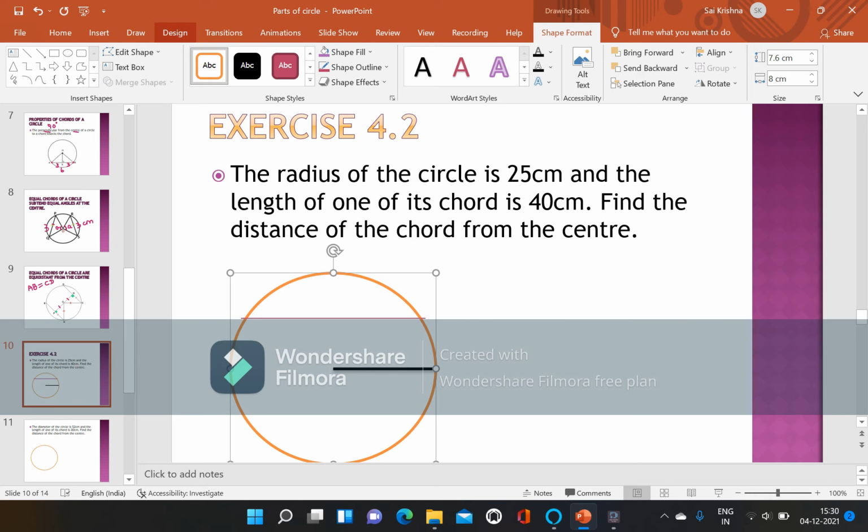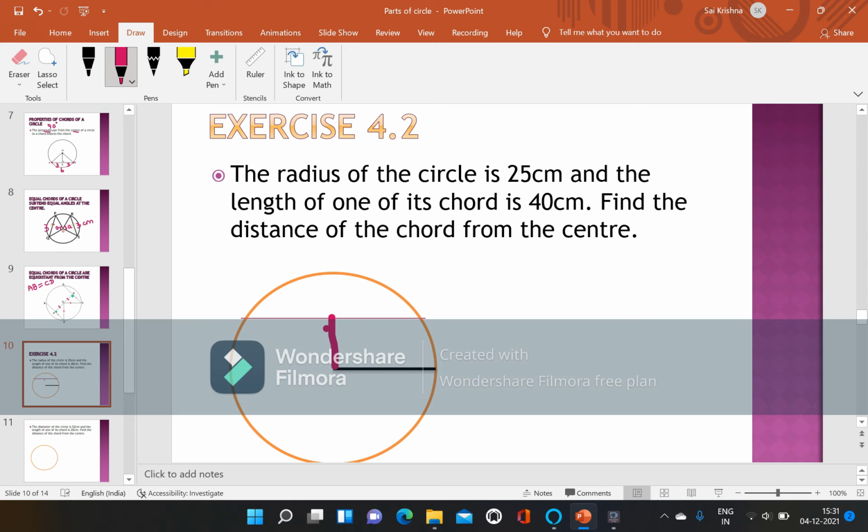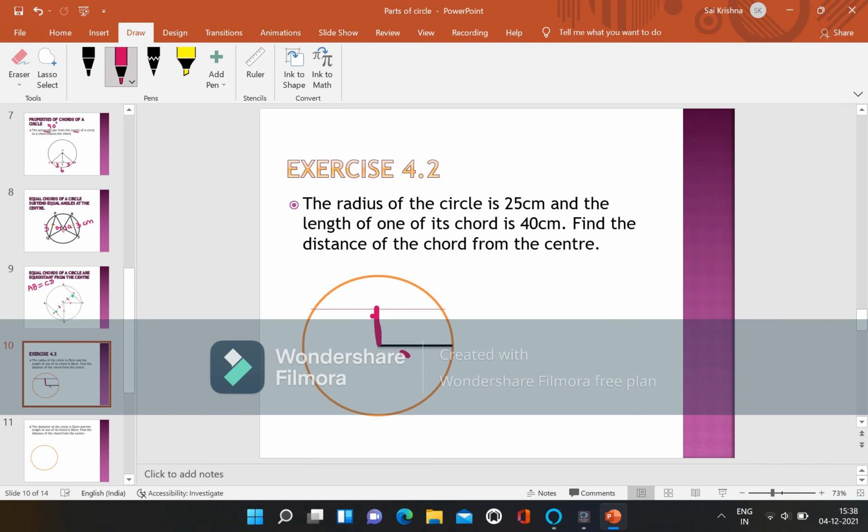So this is a chord. Let me join this chord and the center of the circle. The radius of the circle is 25, so this is 25 centimeter. And the length of the chord is 40 centimeter.